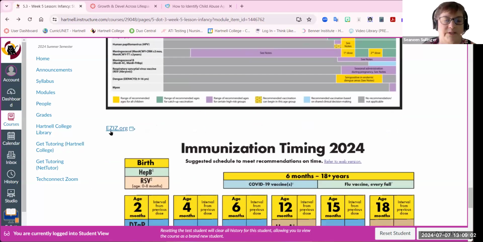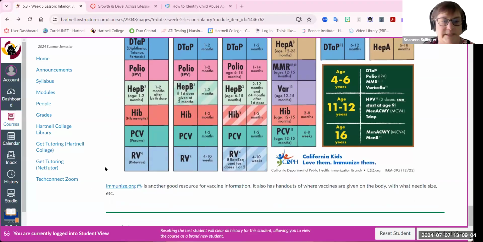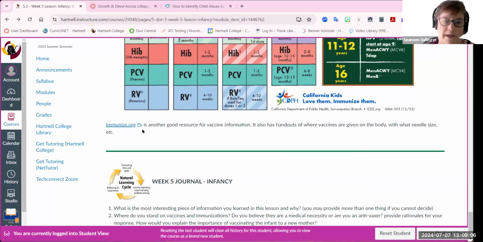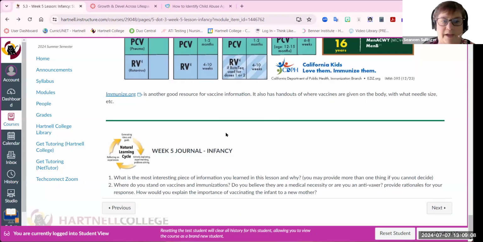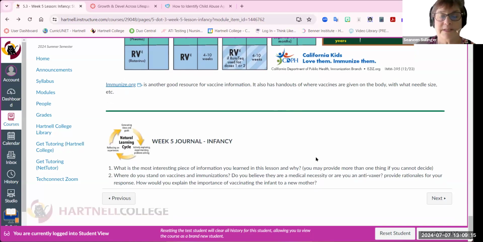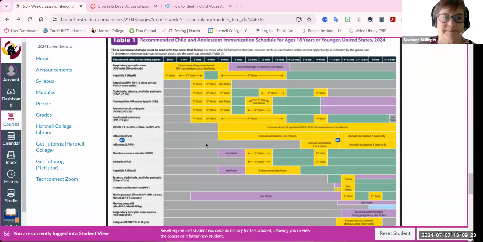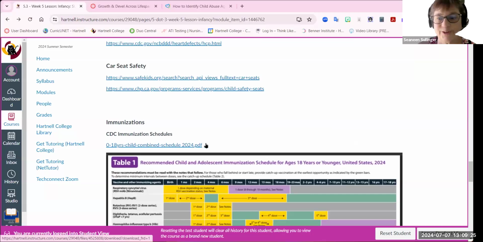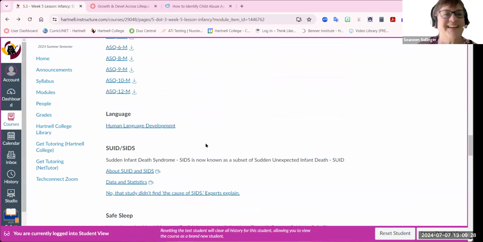Couple different sites you can go to look at different immunization schedules. Immunize.org has some good resources in terms of actually how to administer the vaccines. And then your journal for infancy. Interesting piece of information you learned. Where do you stand on vaccines and immunizations? What are your thoughts on that? And that's why it's in your journal and not in a discussion post.